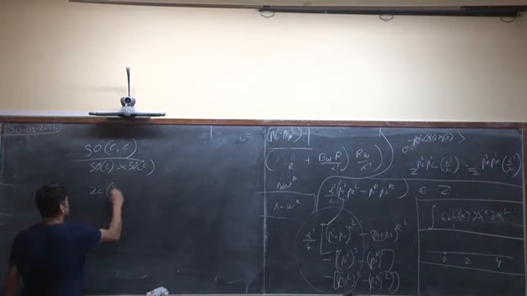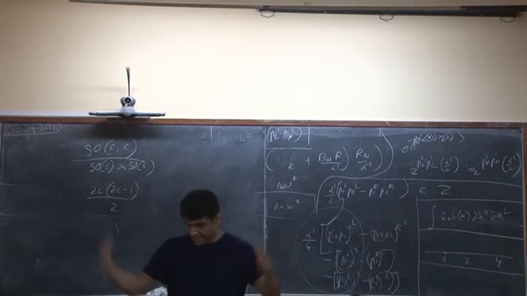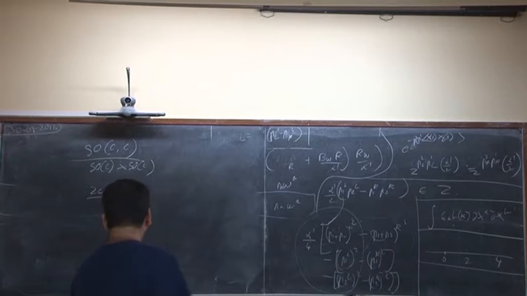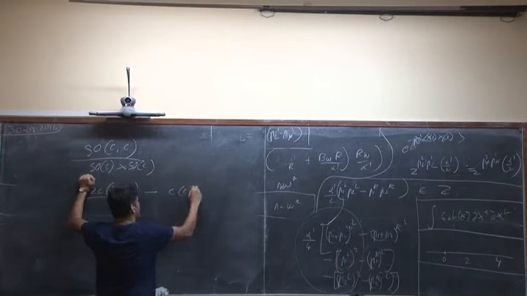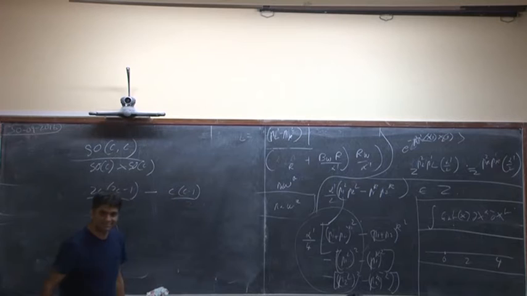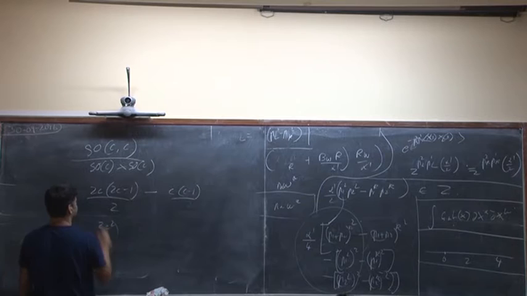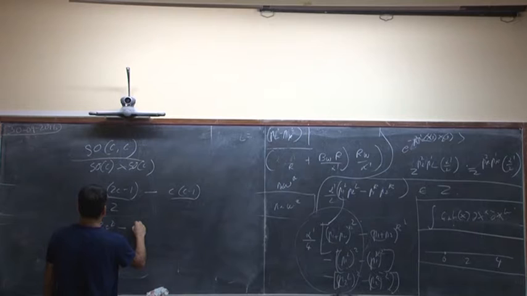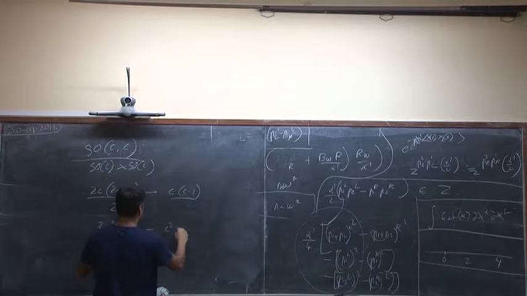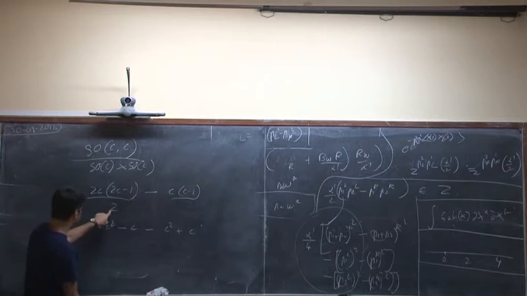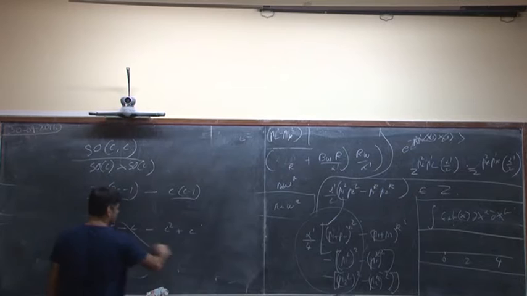minus 1, by 2, the number of antisymmetric matrices of dimension 2C. How many elements in SO(C)? C times C minus 1 by 2. But there are two of these, so I get rid of the by 2. So this should be the total number of parameters in the space of even self-dual lattices. So what do we get? We get 2C squared minus C, minus C squared plus C. Multiply this by 2. Minus C plus C cancels, so that becomes C squared.